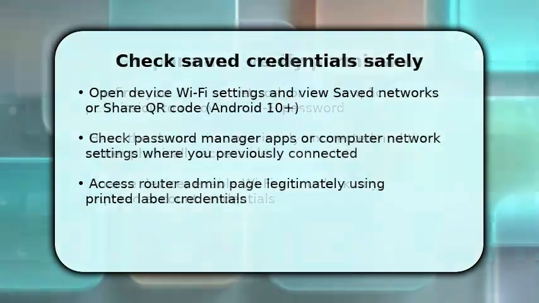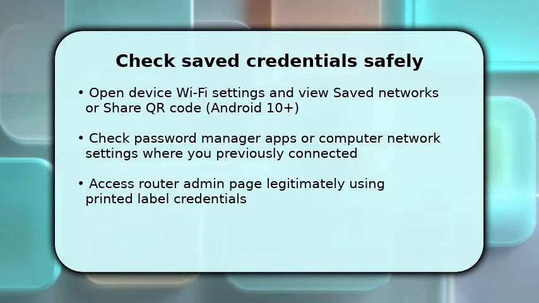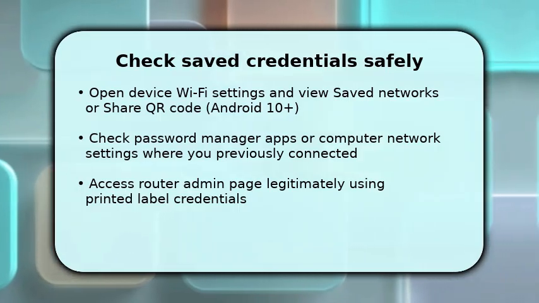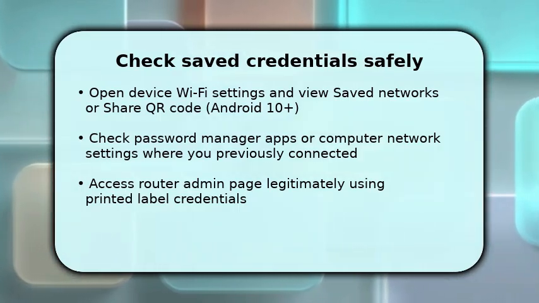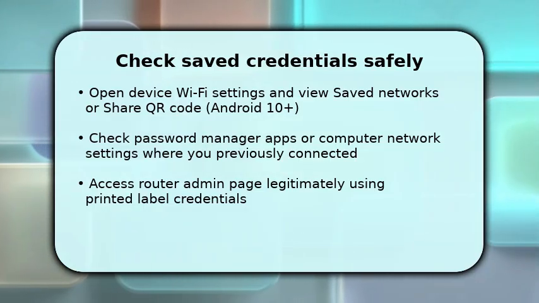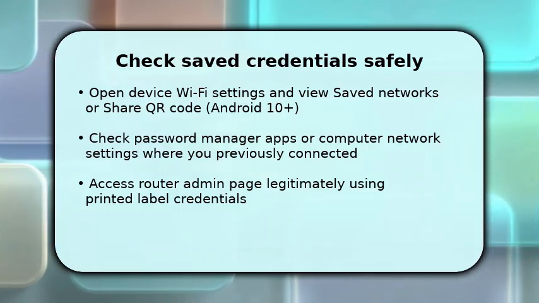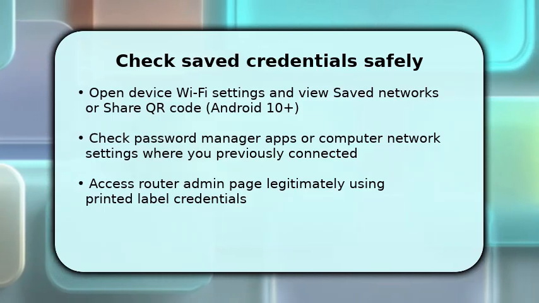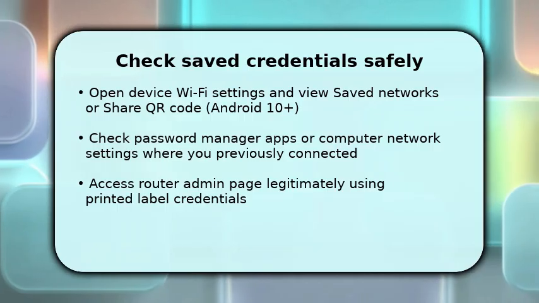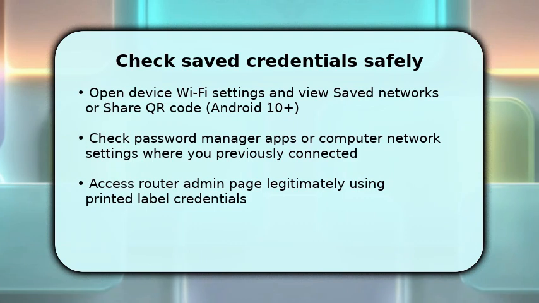Next, look for saved credentials on devices you own. Android and modern systems let you export or share Wi-Fi info using built-in tools, and desktop OSes store networks you can view when signed into your account. Once you check password managers and any browser-saved logins, try the router's admin page using the label credentials. You'll often find or reset Wi-Fi passphrases there. Make sure to log in legitimately and avoid third-party shortcuts that promise unauthorized access.